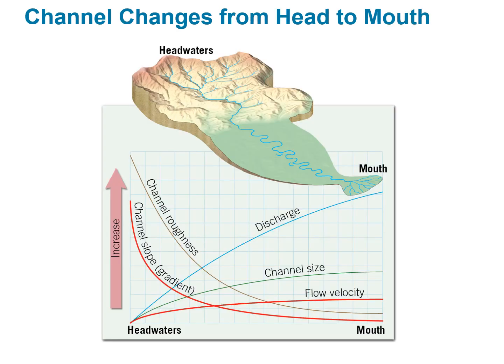So here are the factors that change. When you're at the headwaters, the channel slope is really high. The flow velocity starts off pretty high because of that. The channel roughness is really high, right? Because you have exposed bedrock.